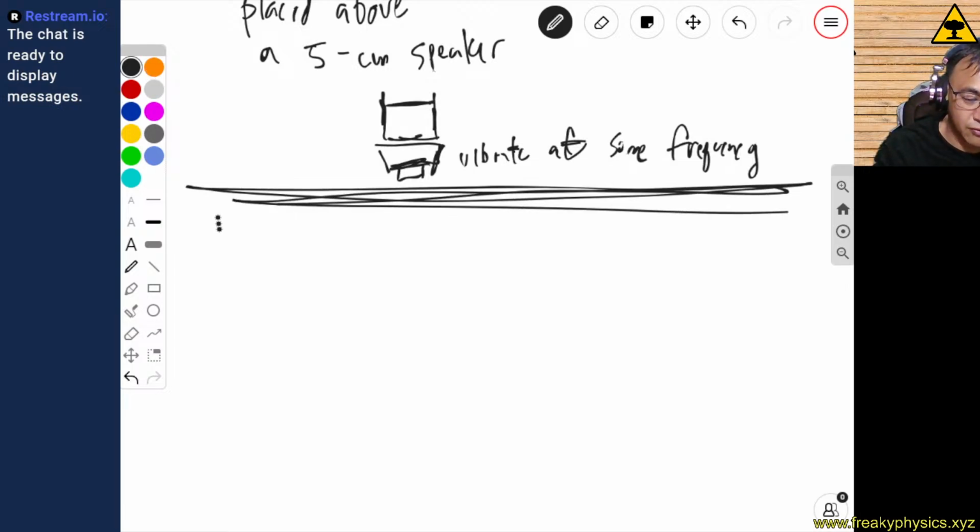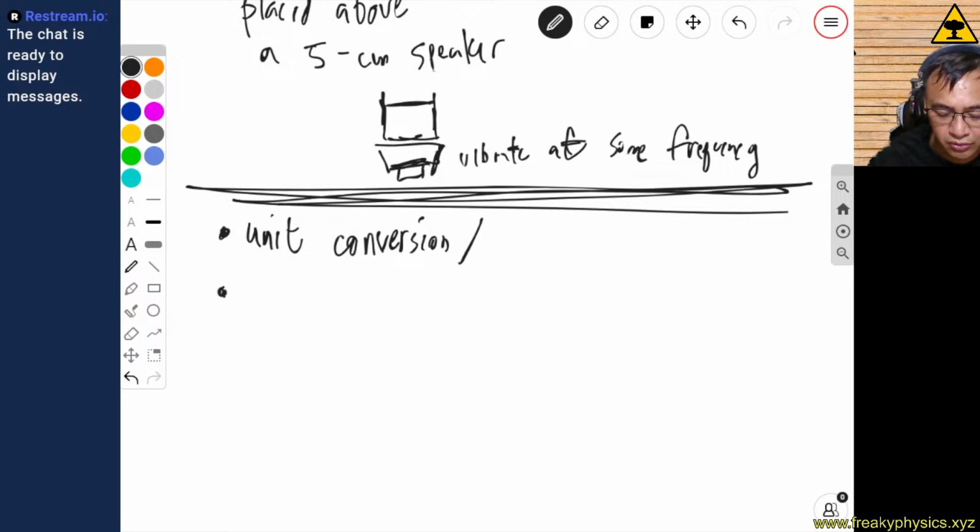The first thing that they would test is unit conversion, or homogeneous units. In other words, your units are consistent with each other.